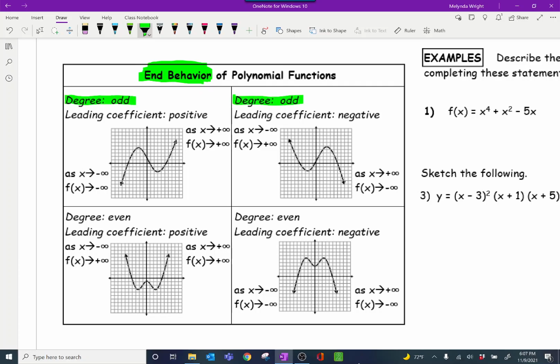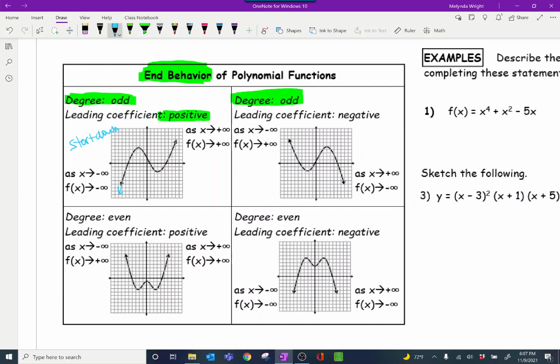Let's focus on the degree being odd first. Remember, the degree, what we have looked at before, is the highest exponent if the equation's in standard form. So if the degree is odd and the leading coefficient, these vocabulary words, y'all getting these vocab words? The leading coefficient, remember, that's the number in front of the variable with the greatest exponent, the largest exponent. So if the degree is odd and the leading coefficient is positive, what will happen is we will start down.